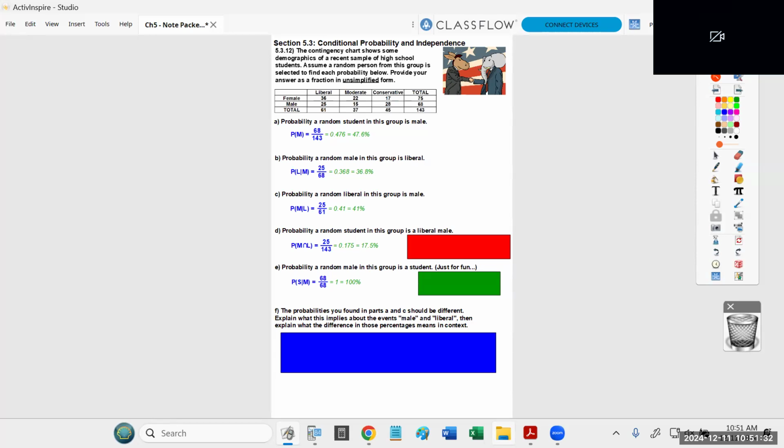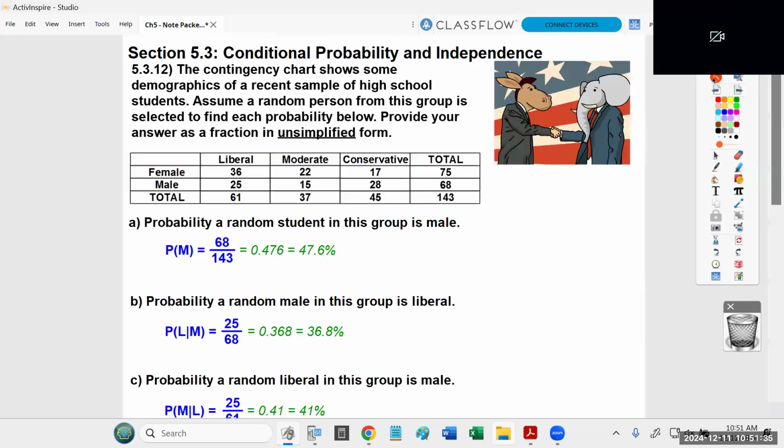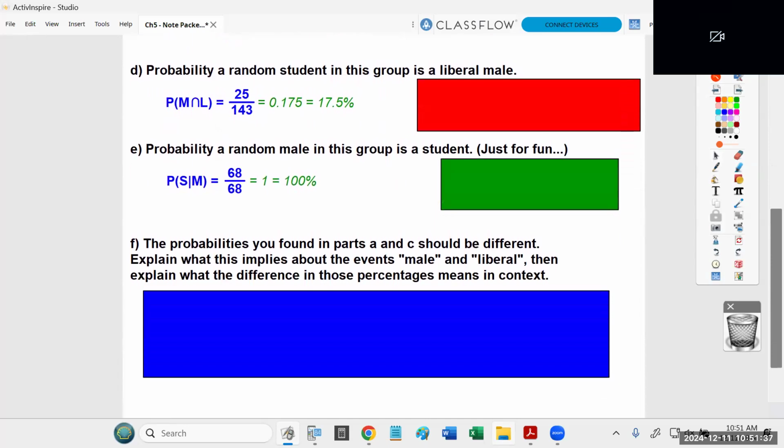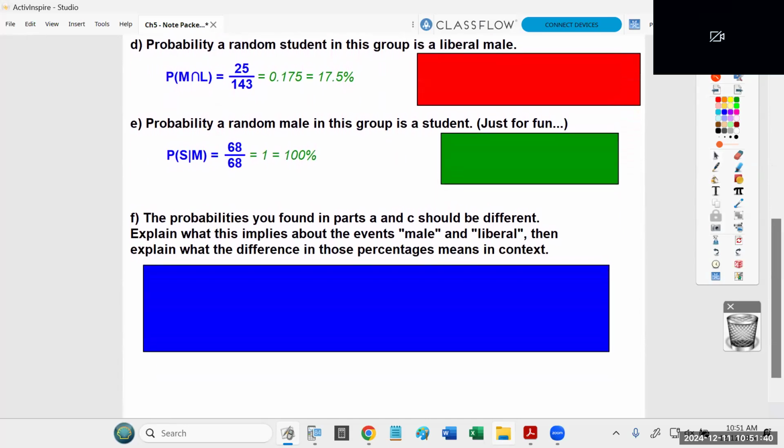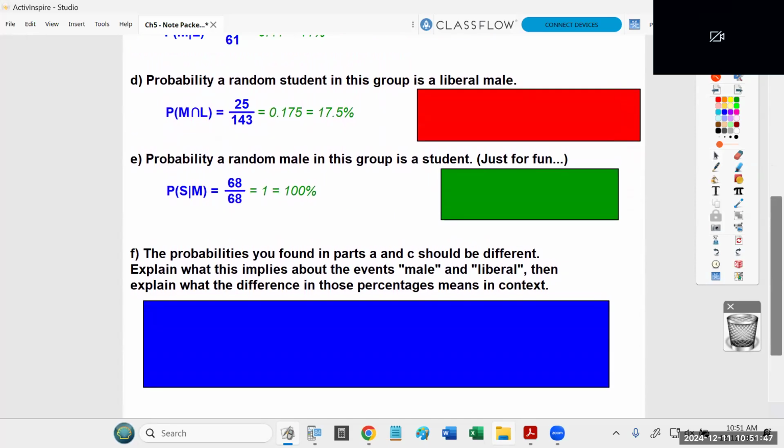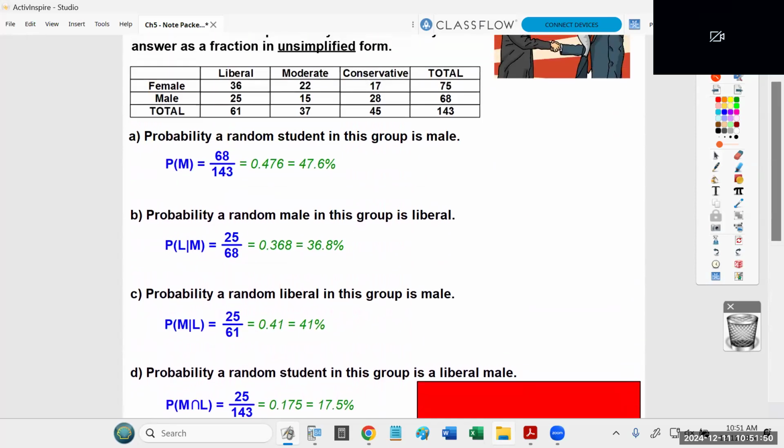The punchline again is part F, which we're going to do now together. This is, again, how you can use conditional probabilities to compare to flat probabilities to make a decision. It says the probabilities you found in parts A and C should be different. They are. Probability A says the probability of being a male is around 47%. Part C says, if I know you're a liberal, well, then according to this data, the probability you're a male is 41%. Those are more than 5% different.